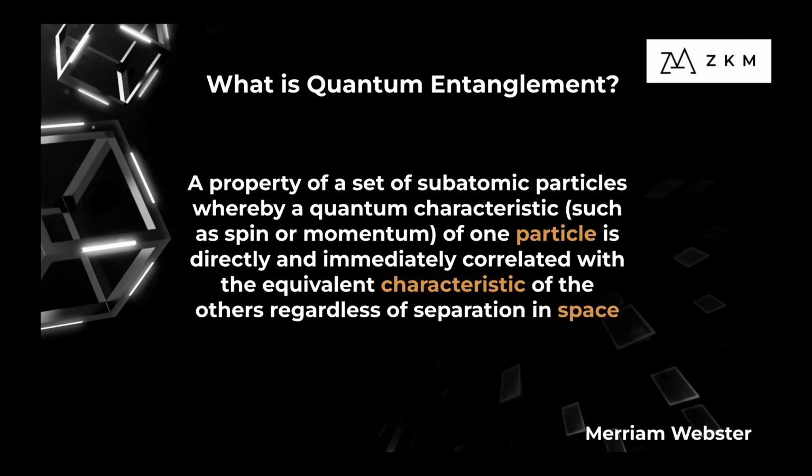Now going into the aspect of quantum entanglement. Just to note, we're not actually using quantum entanglement. This is just a loose analogy to describe what we're doing for ZKM's quantum network. But basically, the dictionary definition from Merriam-Webster of quantum entanglement is the property of a set of subatomic particles whereby a quantum characteristic of that particle is directly and immediately correlated with the equivalent characteristic of the others, regardless of the separation in space.